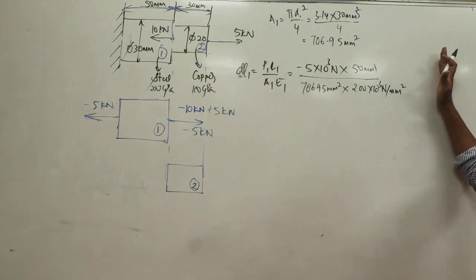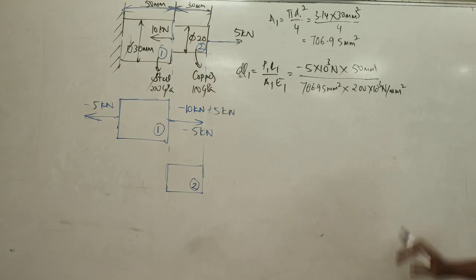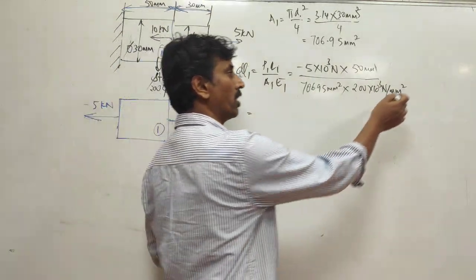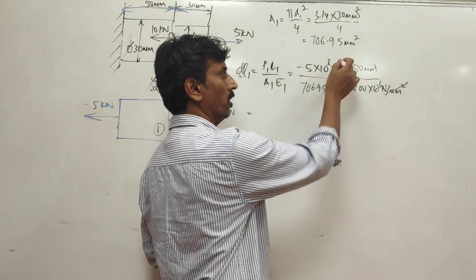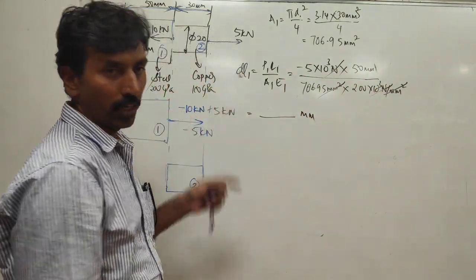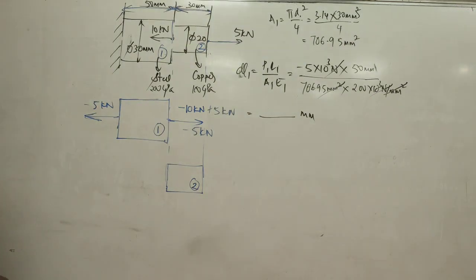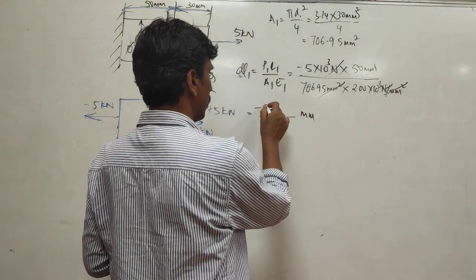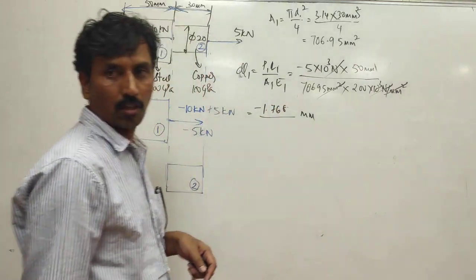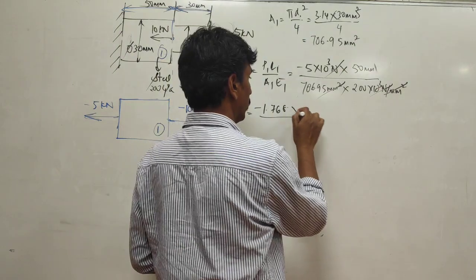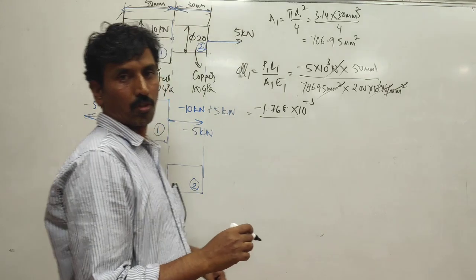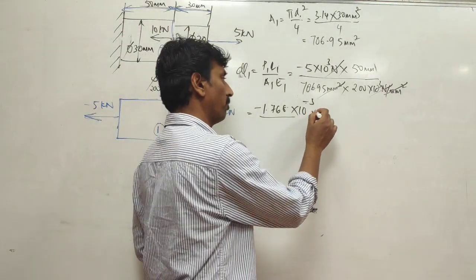Is this seen on the screen? Yes, sir. Okay. So substitute these values and you get the answer. Here Newton cancels, mm square cancels, and finally what remains is mm. So you get dl1 equal to minus 1.768 into 10 to the power of minus 3 mm. Very, very small deformation.